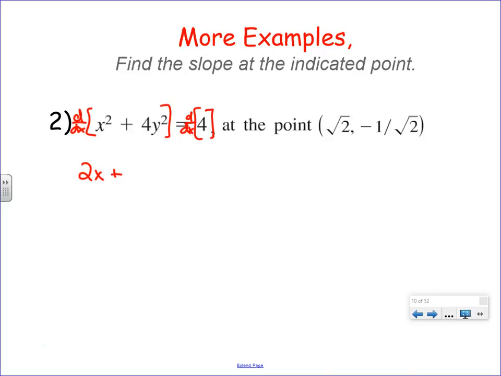You guys took d/dx of both sides, right? You guys got 2x, right? Yeah. What happened next? 8y times dy/dx. Remember, whenever these don't match, and they don't match, he has y's, he has x's, we have to have the u prime, dy/dx. And the derivative of 4.